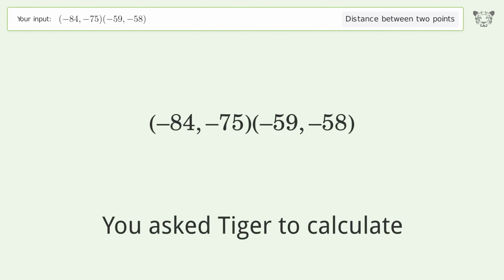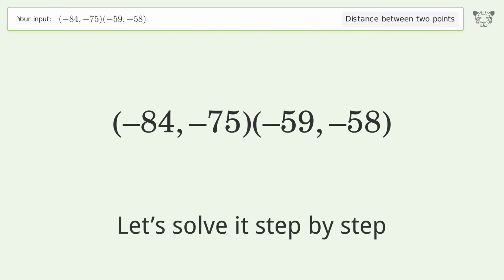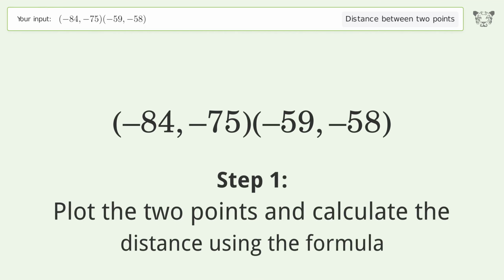You ask Tiger to calculate. This deals with the distance between 2 points. The distance between the 2 points is the square root of 914, or 30.232. Let's solve it step by step. Plot the 2 points and calculate the distance using the formula.